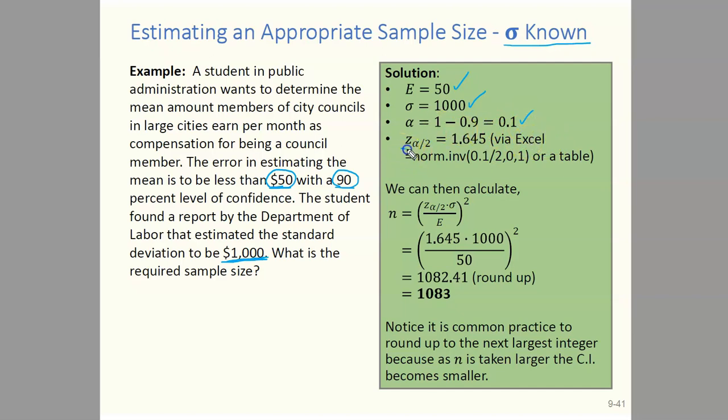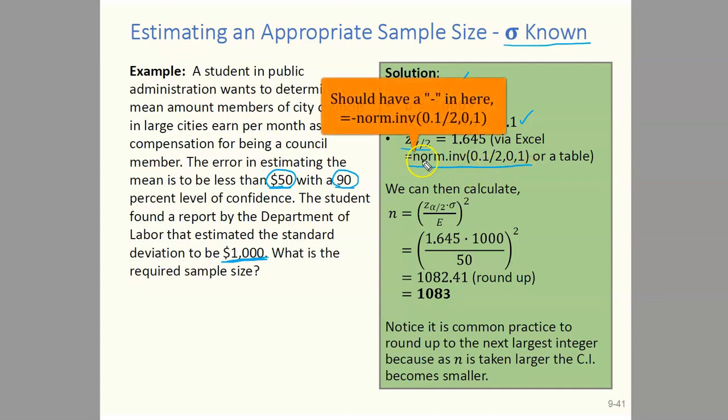And the Z alpha over 2 that we want to use in this case is 1.645. That corresponds to a significance level of 0.1. You can look that up in a table, or if you want to use Excel, remember you can just type in this command right here, norm.inverse 0.1 over 2, 0, 1, and that'll give you back 1.645.